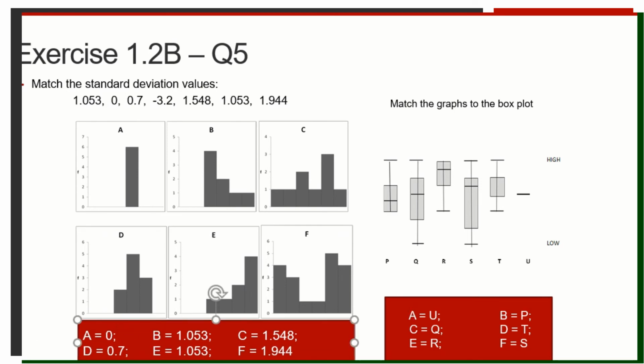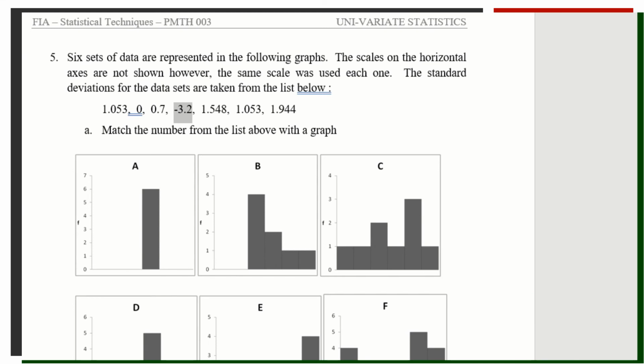Okay. So first and foremost, you will see 2 standard deviations which are exactly the same. So let's do that first. 1.053, 1.053. When I have standard deviations that are exactly the same, right? Let's say I have 2 sets of data. Both my sets give me the same standard deviation. What does that tell you? The dispersion in the data is exactly the same.